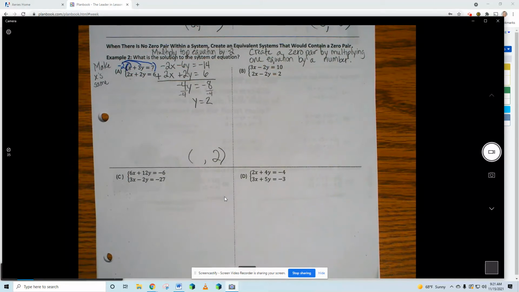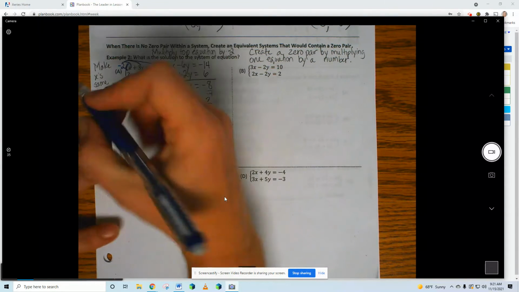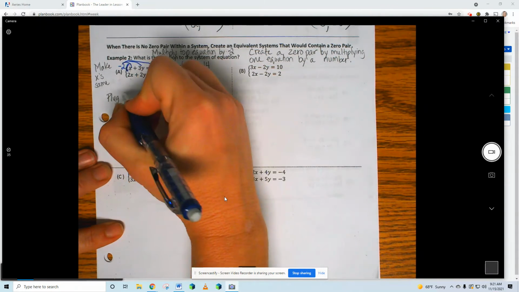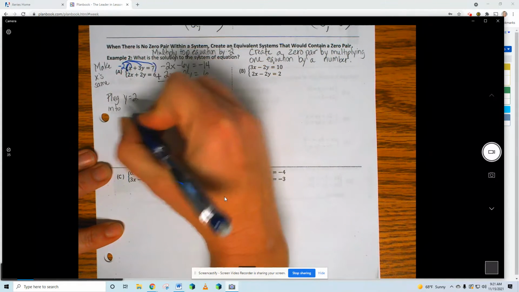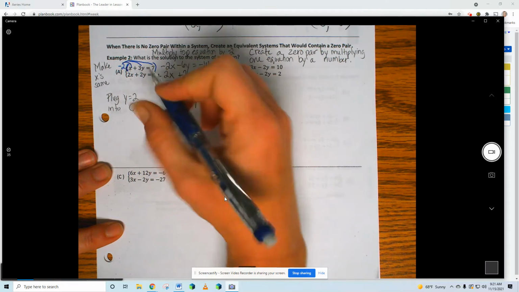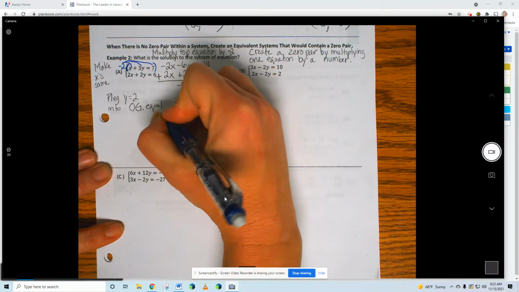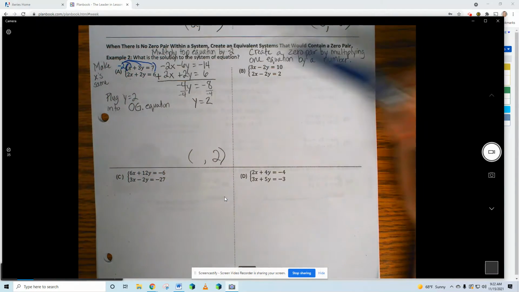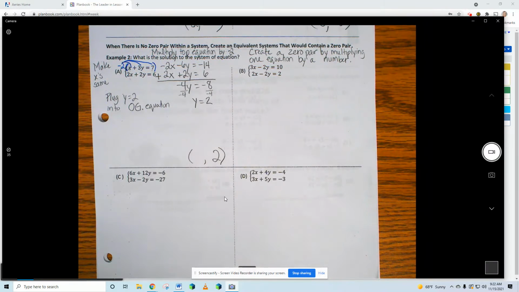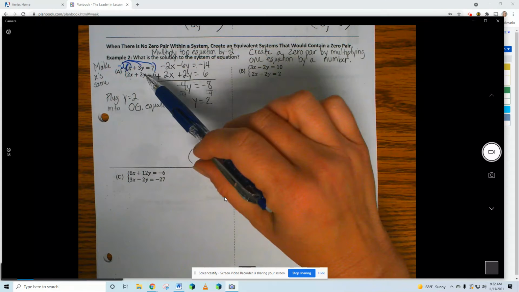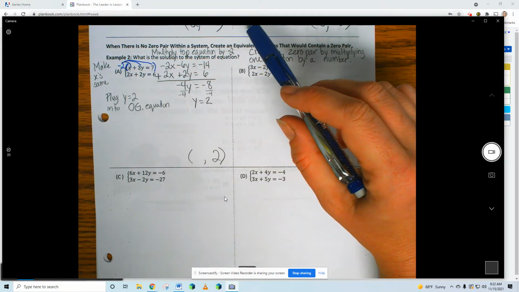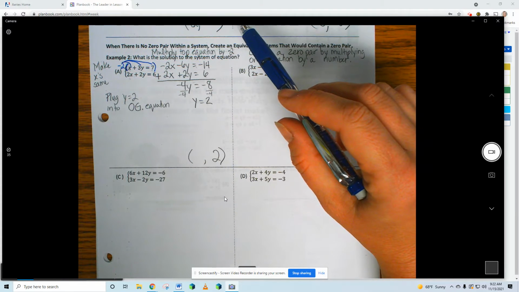Okay. Now, plug 2 into an OG, an original equation. Which one do you want to pick? The ones I typed out. That's the one you plug it into, not the one I wrote. These original typed out. Doesn't the top one look easier, you guys?